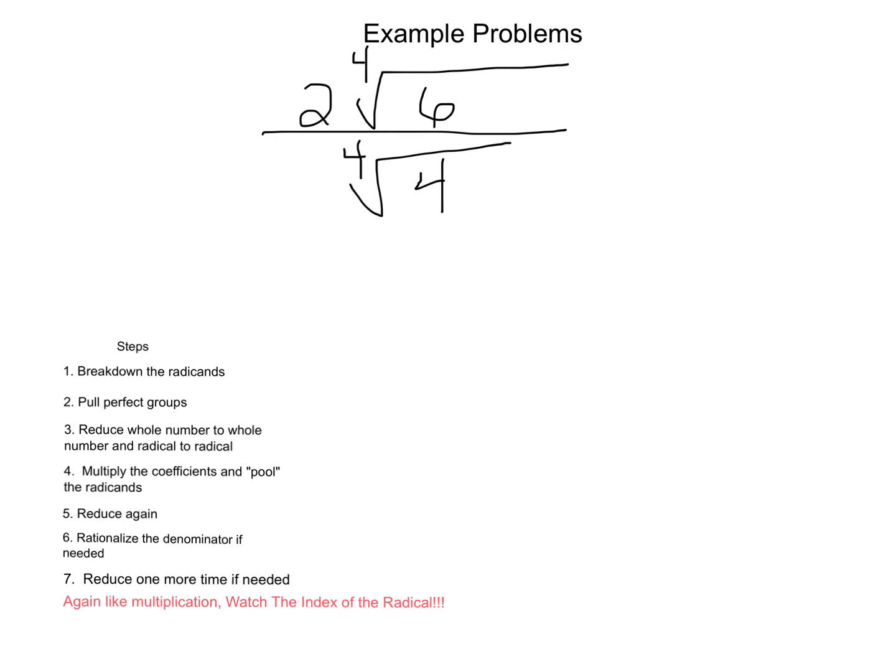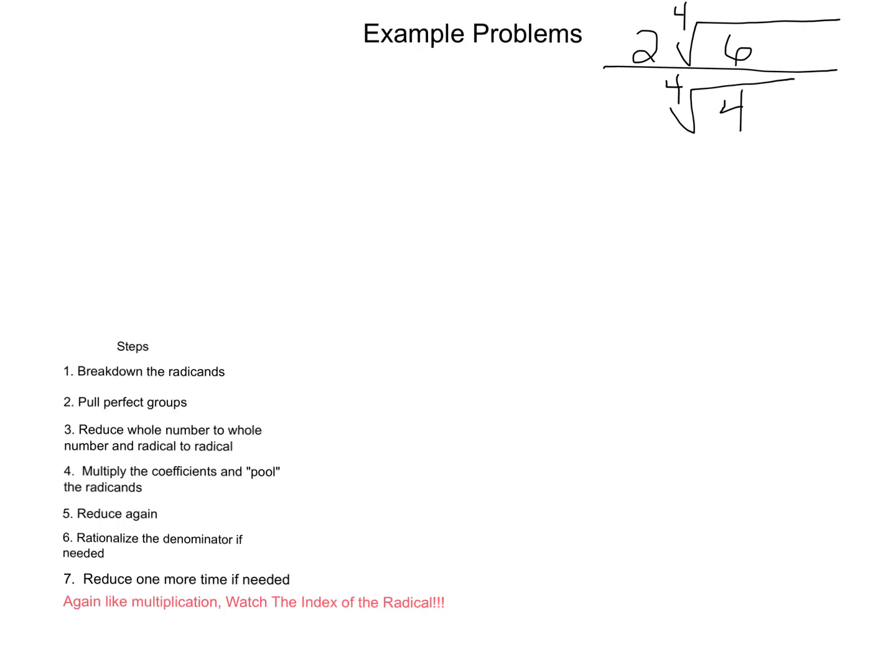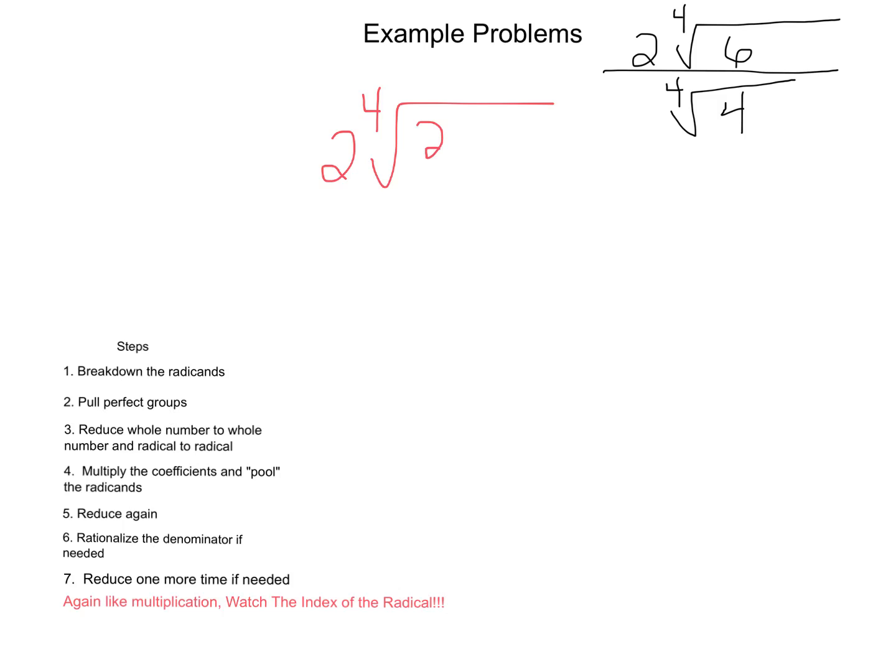All right, let's look at another one. Now again, we have to be careful. I'm going to scooch this over here so I have some room to work. All right, so here we go, folks. Start by breaking down the radical. I'm going to have 2 fourth root. Now 6 is 2 times 3.